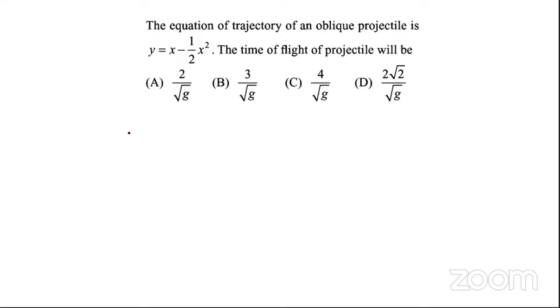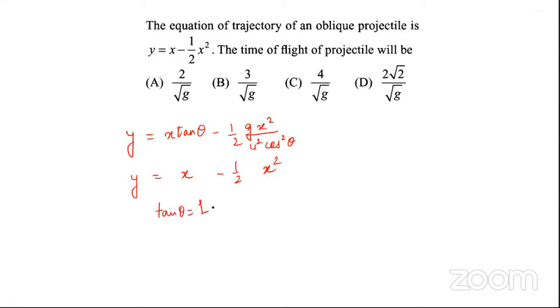See, the equation we have with us is y equals to x tan theta minus half g x square upon u square cos square theta. And in the question we are given x minus half x square. Now if we compare both of them, what do we get? We get tan theta equals to 1, so theta will be 45. But sir, the answer is coming 1 by g.